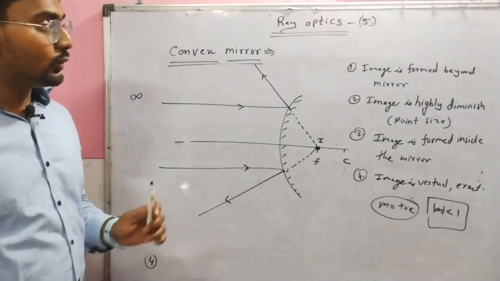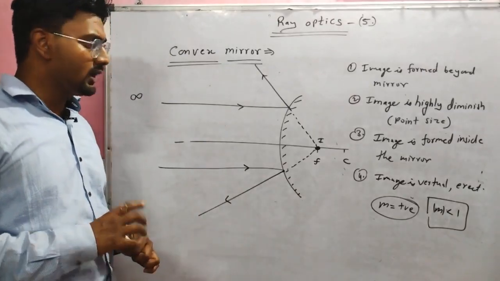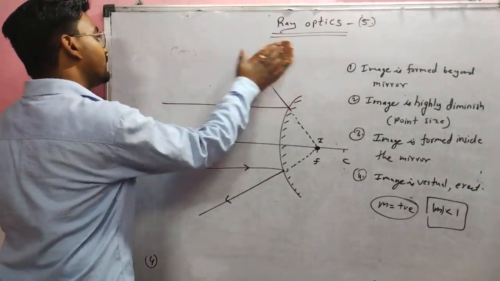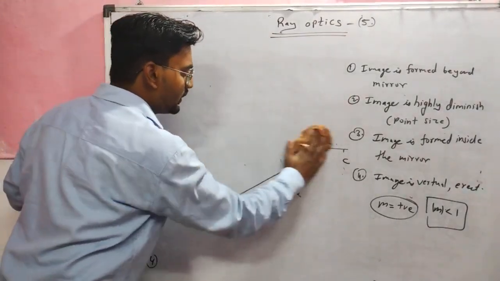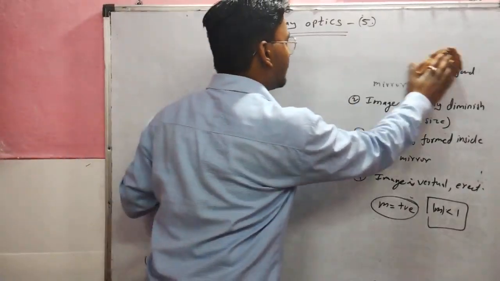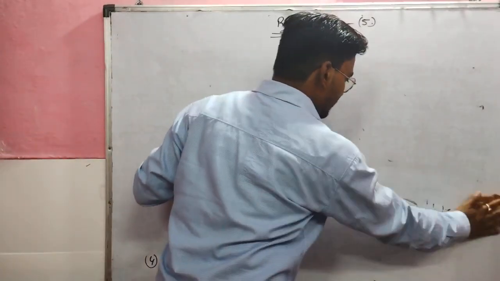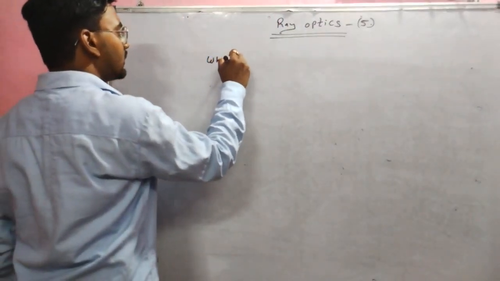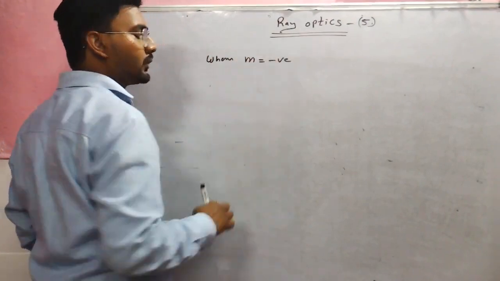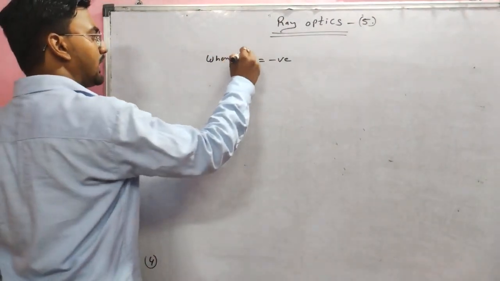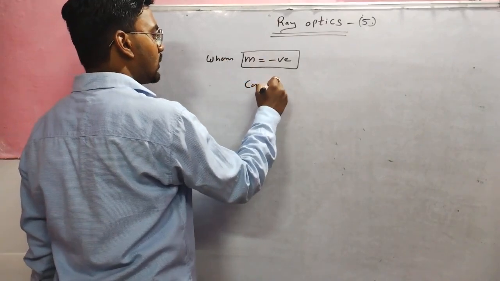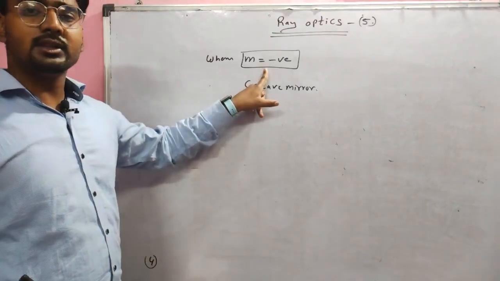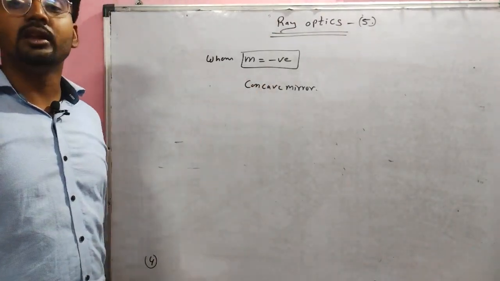Okay, so these are all the cases of the convex mirror and concave mirror, and I will give you one last point for the conclusion: how you learn all these things in one point for the numericals. So for the magnification you can find it easily. I will show you. When magnification is negative, you can directly say that the mirror is a concave mirror.